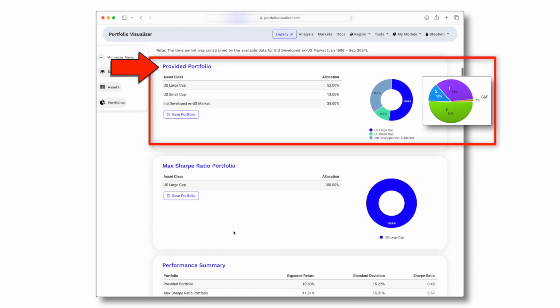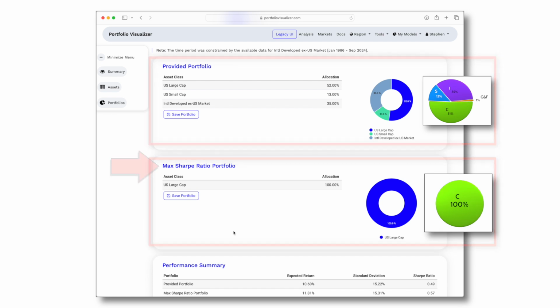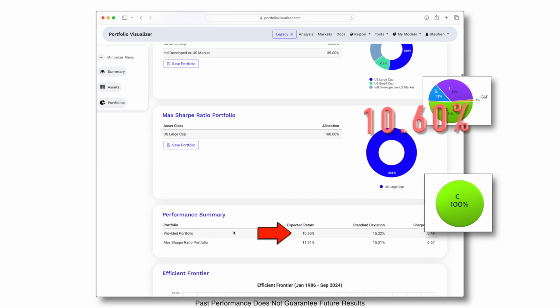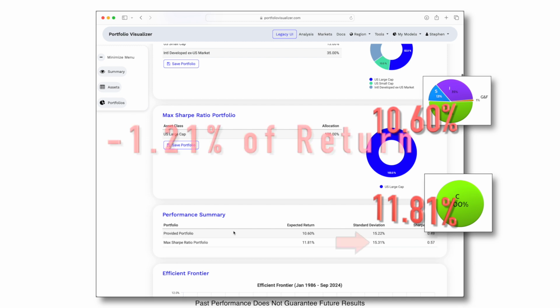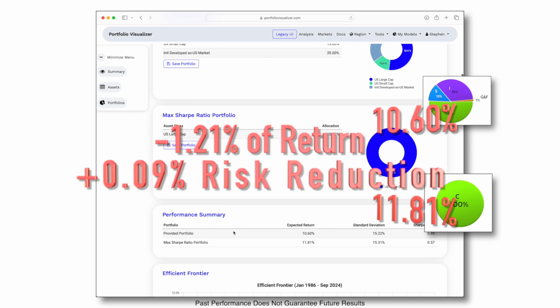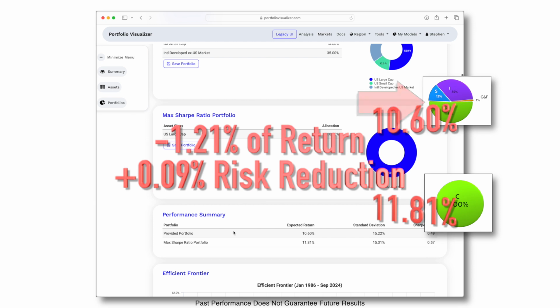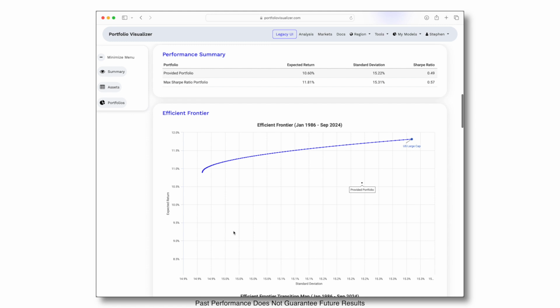So the provided portfolio was TSP's strategy, and the optimized risk to return portfolio is 100% C fund. The TSP strategy had an expected return of 10.6% per year with a 15.22% standard deviation, which is a common way to define risk. And the C fund had an expected return of 11.81% over the same time frame with a 15.31% standard deviation. And in general, it's not wise to give up 1.21% of annual expected return for a 0.09% risk reduction, so that doesn't look optimized at all, which can be confirmed with the Efficient Frontier graph.